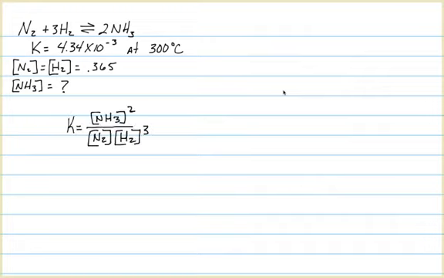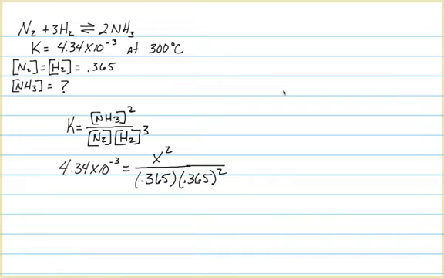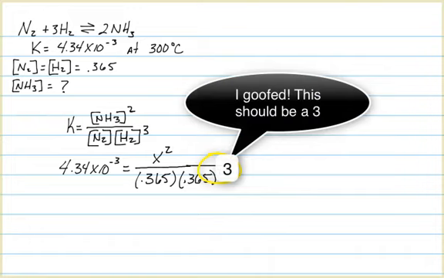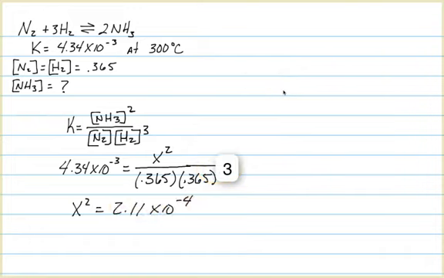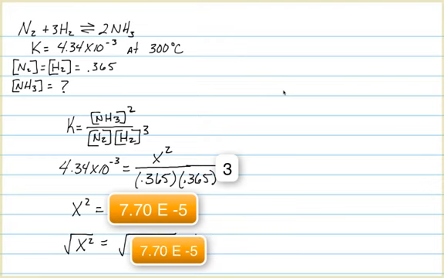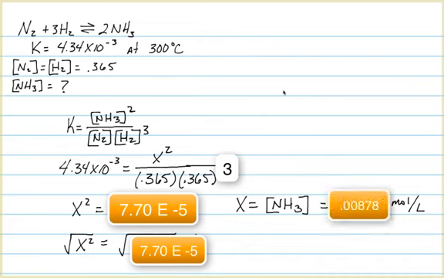The equilibrium expression for this reaction is K equals ammonia concentration squared divided by nitrogen's concentration multiplied by hydrogen's concentration cubed. If we plug in our values given above, setting the value of ammonia's concentration equal to x, we get this equation. Simplify and isolate the x squared. We get x squared equals 7.70 times 10 to the negative fifth. Take the square root of both sides to get the value of x, and x, the concentration of ammonia, is 0.00878.